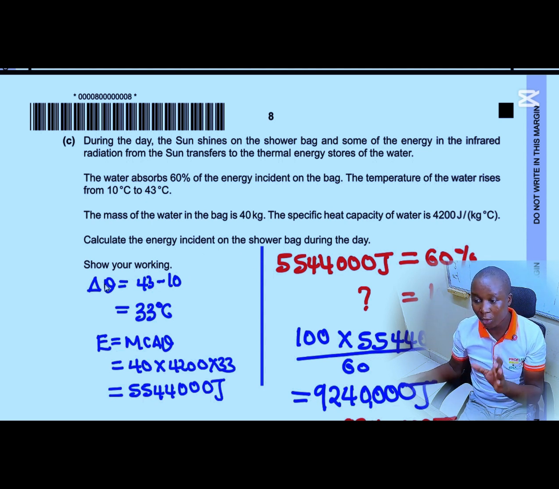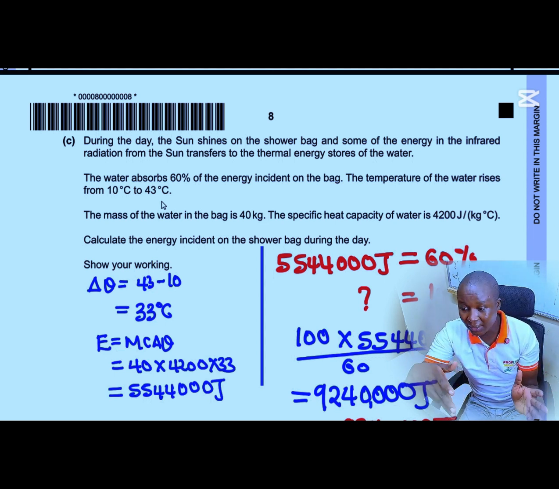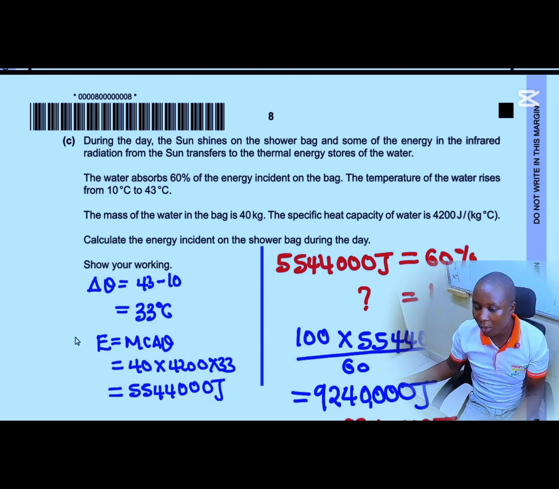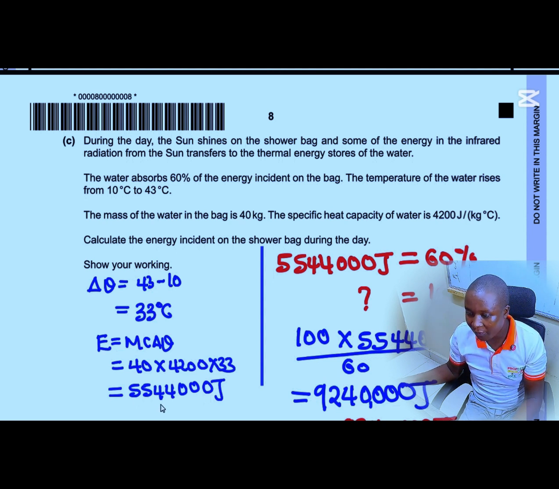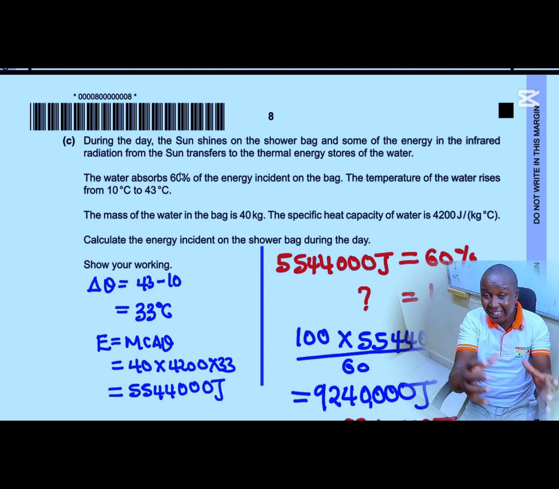So first we were supposed to calculate the temperature change. The temperature was 10 degrees Celsius and it increased to 43, which means the temperature change here is 33 degrees Celsius. We know that thermal energy is m c Δθ. So the mass is 40 times the specific heat capacity, 4,200, times 33, and that translates to 5,544,000 joules.